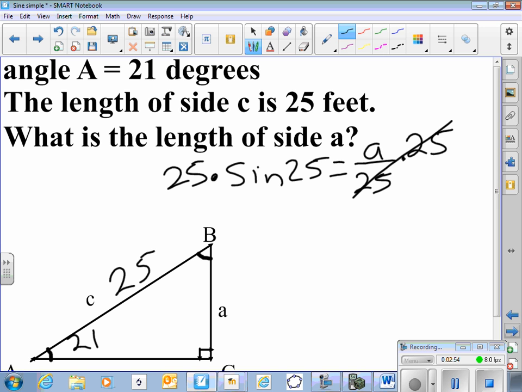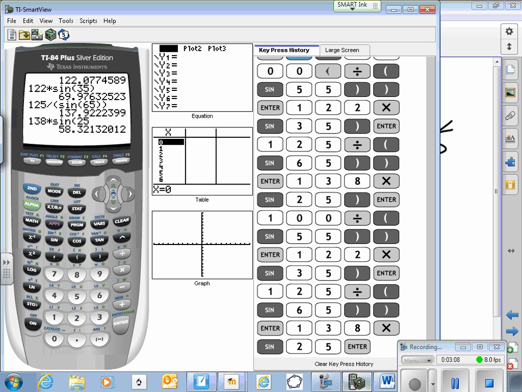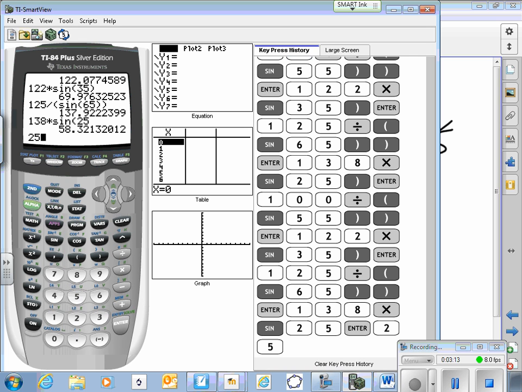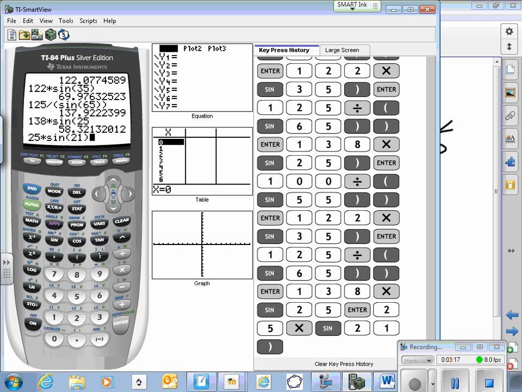Oops. I'm sorry, I've got the wrong angle in there. The angle was 21. The length is 25. So let's grab a calculator and do 25 times the sine of 21. 25 times the sine of 21 is 8.96. Well, let's call it 9 feet.